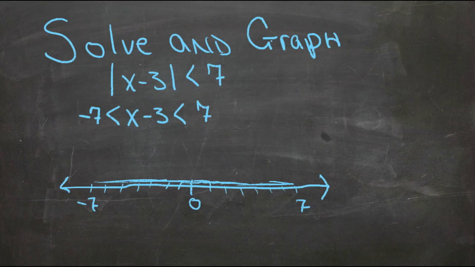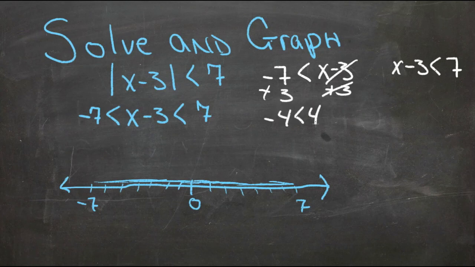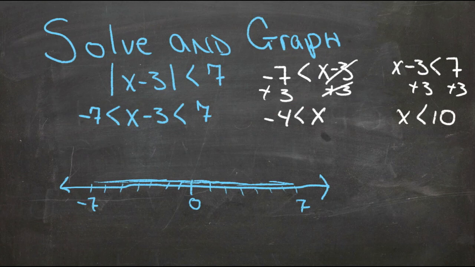So then we can split this apart into two inequalities. Let me do that in a different color here. So we'll have negative 7 is less than x minus 3, and we'll have x minus 3 is less than 7. We solve this one by adding 3 to both sides. Add 3, and we get negative 4 is less than x. Oops, less than x, not 4. There we go. And adding 3 to both sides here, x is less than 10.